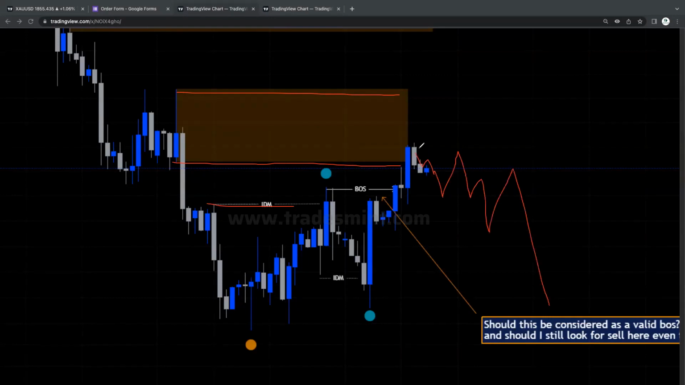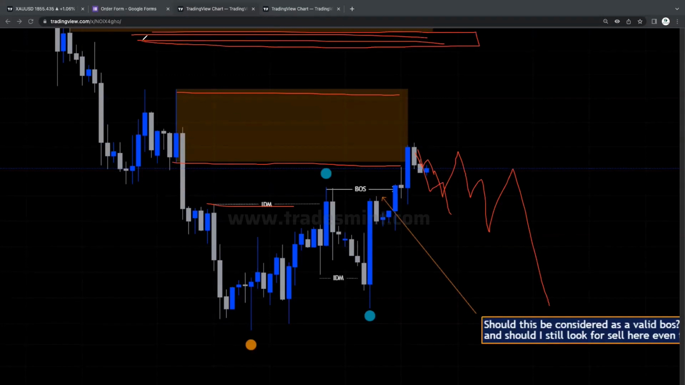You can also play here, if there is any unmitigated POI here. For example, this is a decisional and this is an unmitigated extreme POI. So what is happening here? You are willing to buy here after taking out the inducement. So simply you can buy here also, right? After taking out the inducement. So in this case, where is the inducement? This one. Low broken, mitigate this POI.